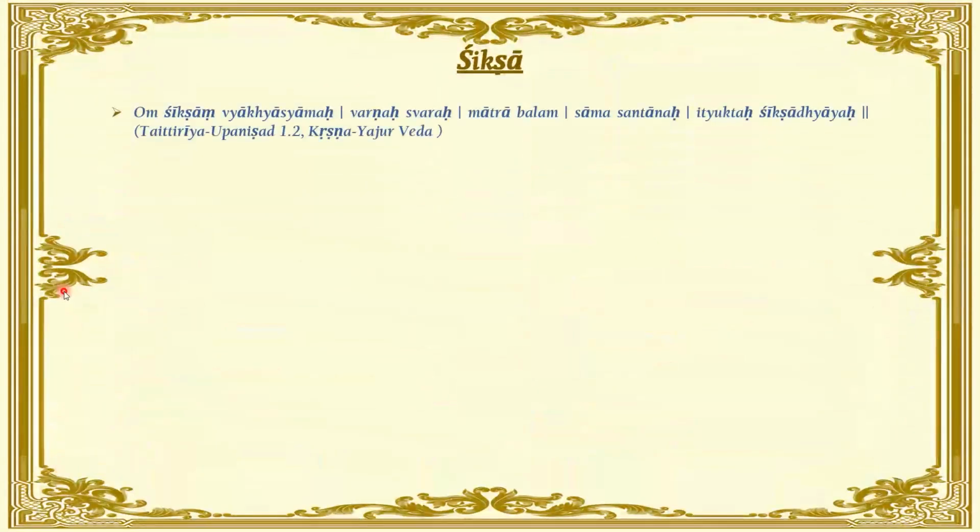The Taittiriya Upanishad mentions Shiksha. This is the second mantra: Om Shiksham Vyakhyasyamaha, Varnaha Swaraha, Matra Balam, Sama Santanaha, Iti Uktaha Shiksha Adhyayaha. So there are six things to it. What are they? First is the Varna Mala, the alphabets. We'll have that in the next slide.